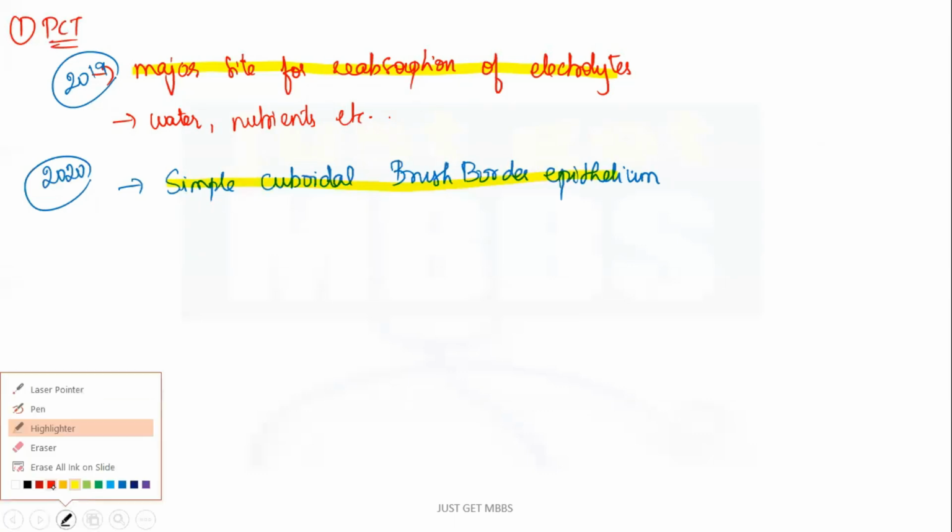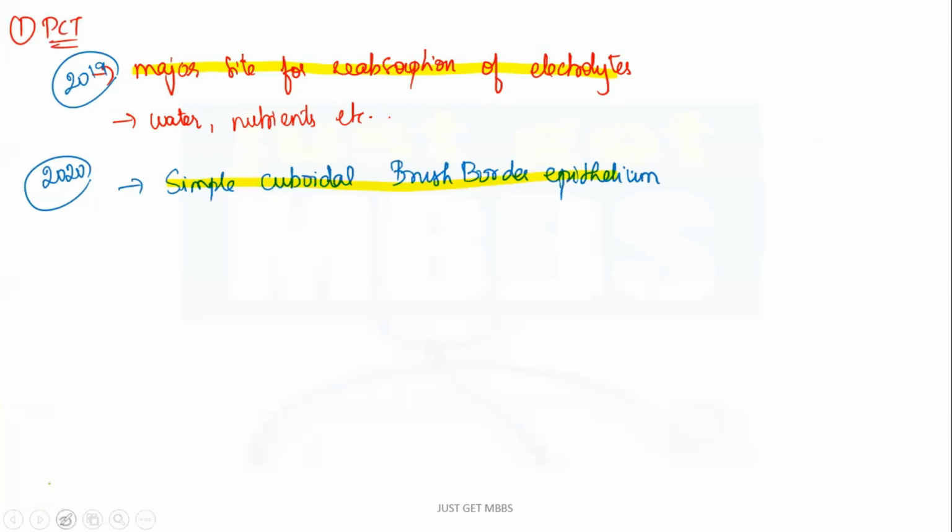So this PCT is lined by simple cuboidal brush border epithelium. Simple cuboidal brush border epithelium. This was the NEET 2020 question. These are the two statements that you must know with respect to PCT. Sometimes they can ask which of the following is true with respect to the functions of PCT.